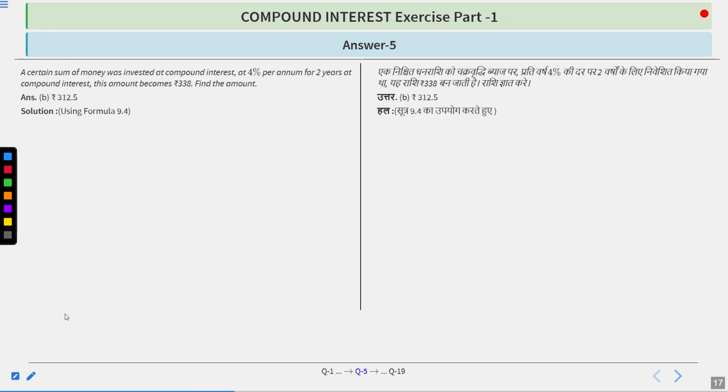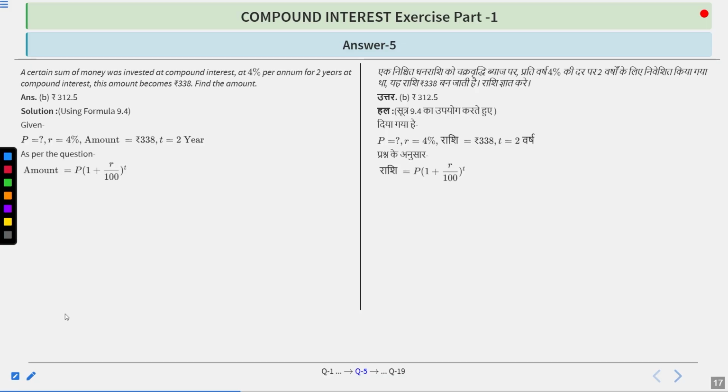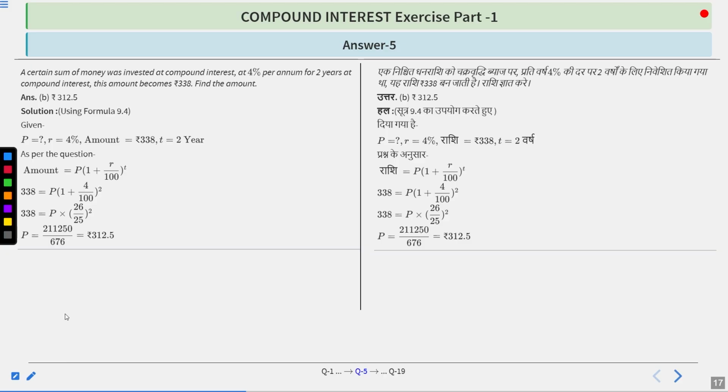The answer to this question is rupees 312.5, and we are going to use formula 9.4 to solve this question. It is given that R is 4%, the amount is rupees 338, and the time is 2 years. We have to find P, the principal. As per the question, amount is equal to P into 1 plus R upon 100 raised to power T, that is formula 9.4. Therefore, 338 is equal to P into 1 plus 4 upon 100 whole square. So 338 is equal to P into 26 upon 25 whole square. So P is going to be equal to 211250 upon 676, that is 312.5 rupees. So option B is the correct answer.